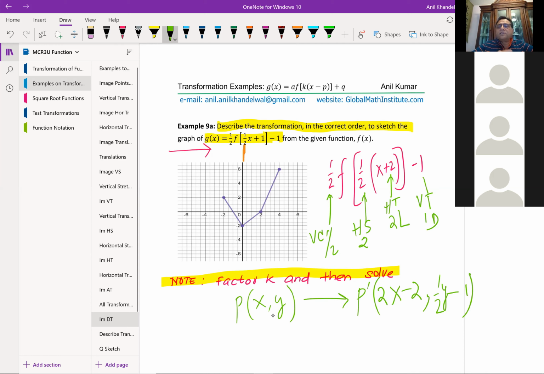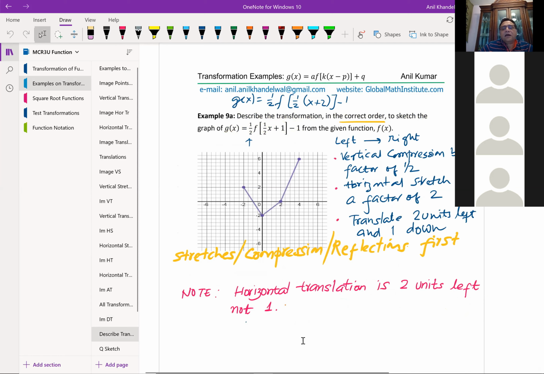So you can plot these transformed image points and then sketch your function. Is that clear to you? Yes, sir. Perfect. So here is the solution for the same as I've written here in this particular case.